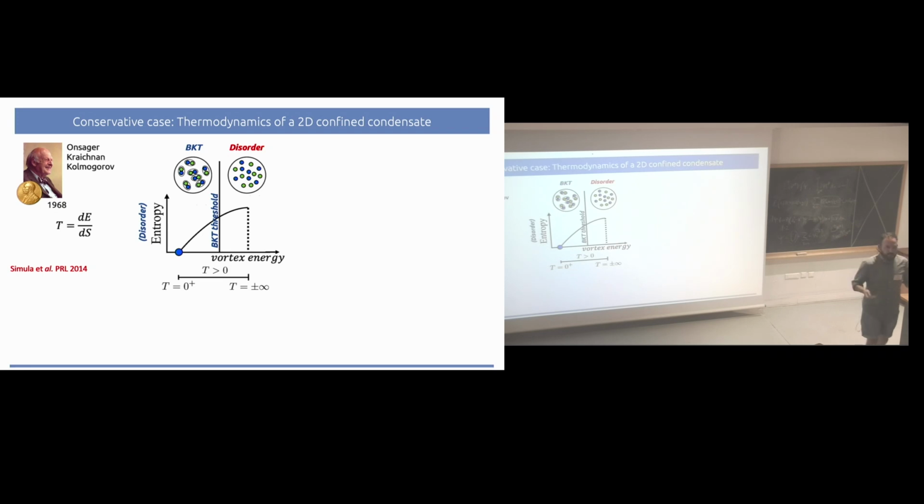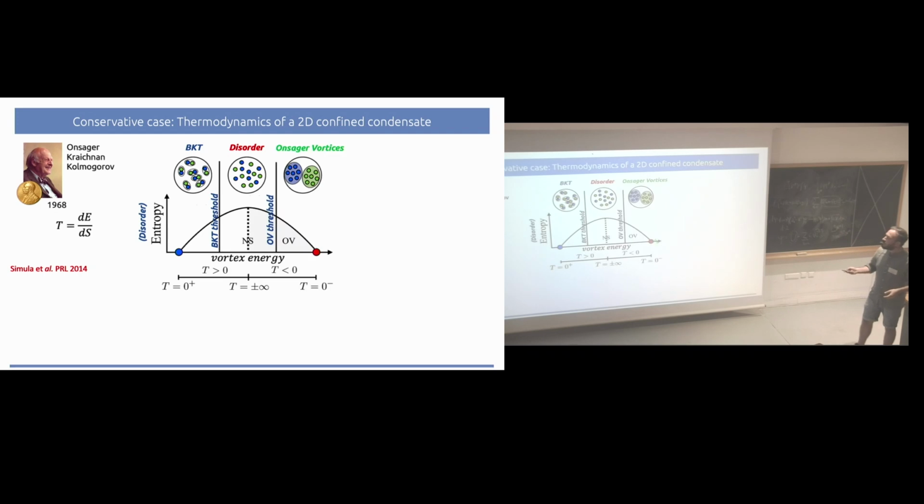Thanks to the seminal works by Onsager, Kraichnan and Kolmogorov, within the conservative case, of course, we can draw a simplified picture of the thermodynamics of a two-dimensional confined condensate. If we lower the temperature, if we take, for instance, an atomic BEC, we know that we can move from a disordered configuration, where there is a population of many vortices, to an ordered one, where vortex and anti-vortex pairs are linked together, and this is the famous BKT phase transition.